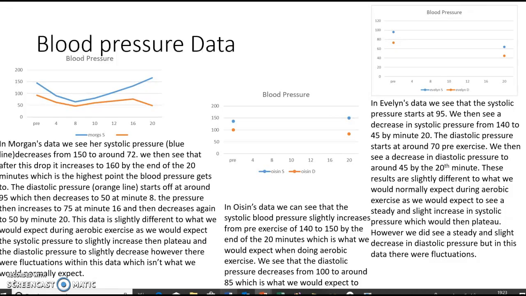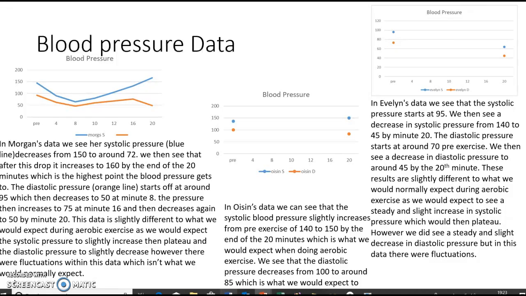In Osheen's data, we can see the blood pressure slightly increases from pre-exercise of 140 to 150 by the end of the 20 minutes, which is what we would expect. The diastolic pressure decreases from 100 to 85, which is what we would expect, a small decrease.